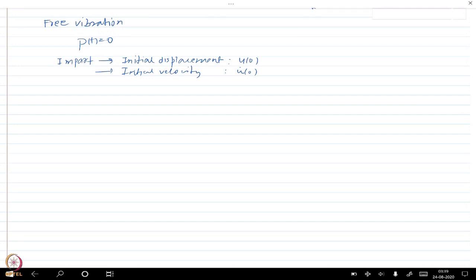There are other examples as well. For initial velocity, you take a hammer and hit an elastic system with that hammer. That imparts initial velocity, because the hammer imparts a large force in a very small amount of time, so the system does not have time to react. It won't have initial displacement as such, but because of the large force in a short duration it acquires initial velocity. We are going to discuss that; it is called impulse. So these are the two conditions through which we can initiate free vibration in a system.